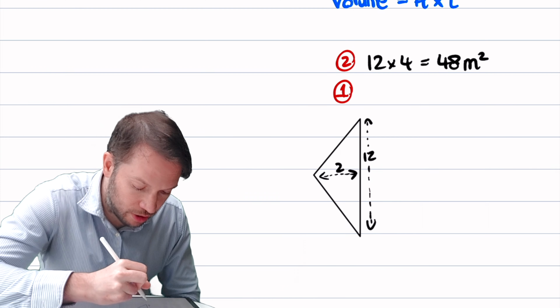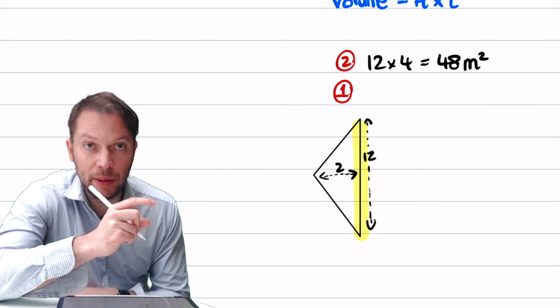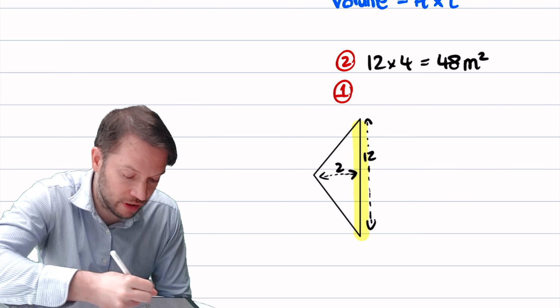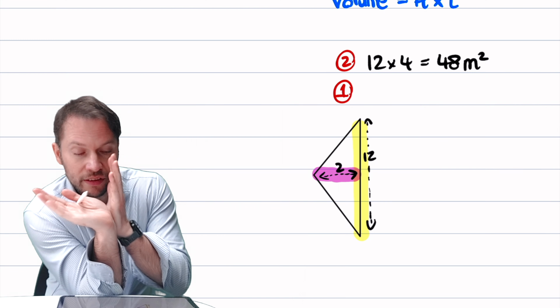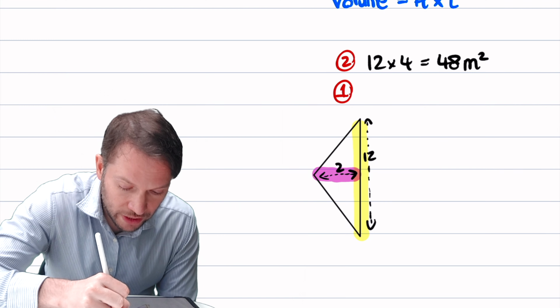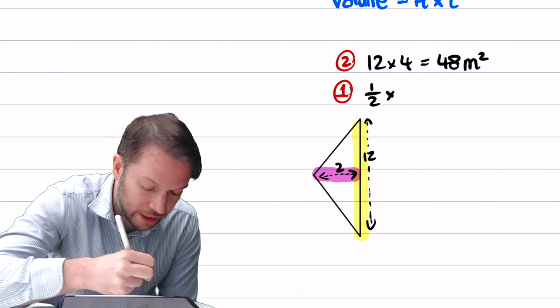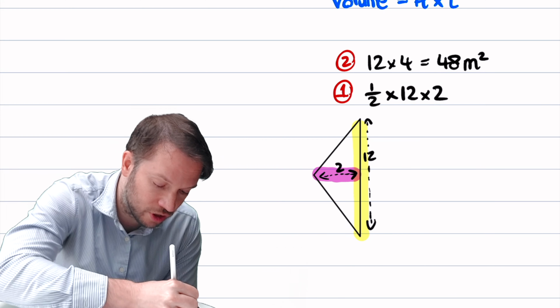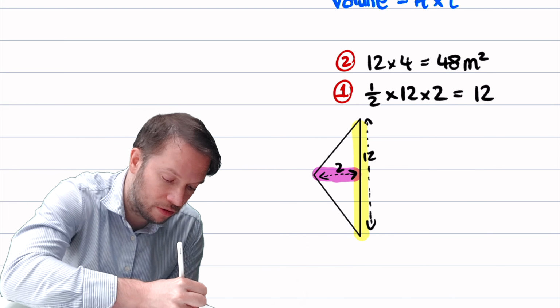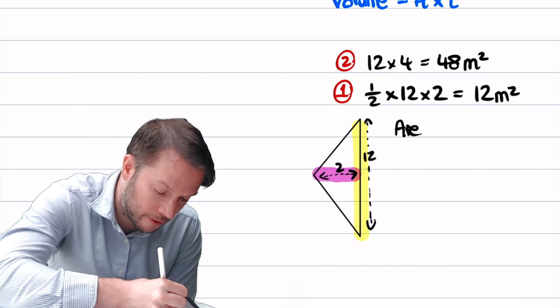Now, if we use this as the base of the triangle, then remember the height of the triangle has to be perpendicular, at right angles to the base. So this height is at right angles to the base. Now we can do the area. The area is going to be half times base times height. So half times the base of 12 times the height of 2, and that is just equal to 12 meters squared.